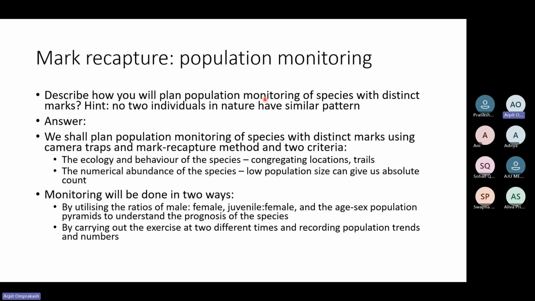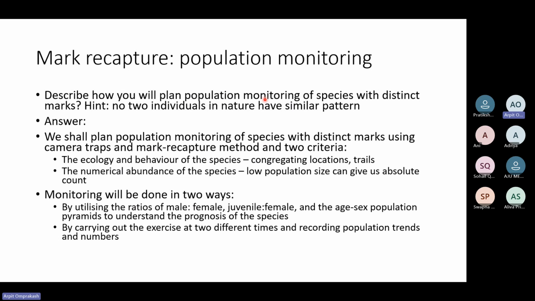Basically, describe how you'll plan population monitoring of species with distinct marks. Since they have distinct marks, we don't need to mark them. We can just take photos one day and see what different animals are there based on the marks. Then we go some other day and again take some photos.